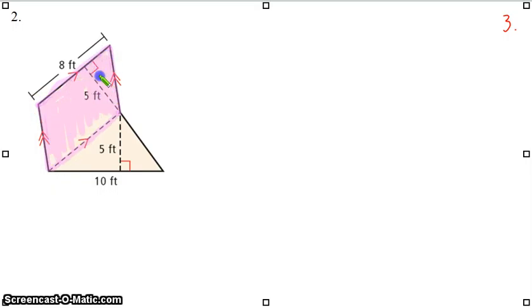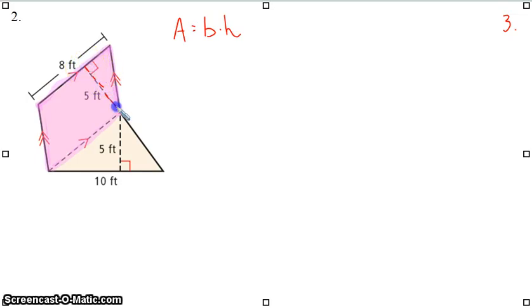Okay, so if we can find the area of this parallelogram, and what's this other shape that's left over here? Excellent, you're absolutely right. It is a triangle. So if we've got a parallelogram and a triangle here, let's find the area of the parallelogram first, and let's go ahead and add the area of the triangle, and we will have the area of our shape. Okay? So area of a parallelogram is base times height.